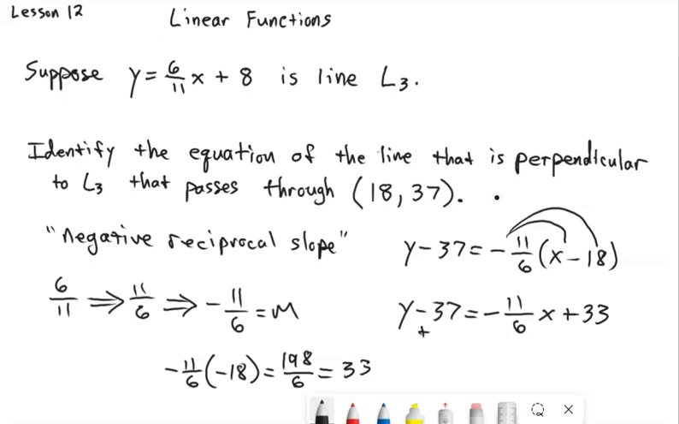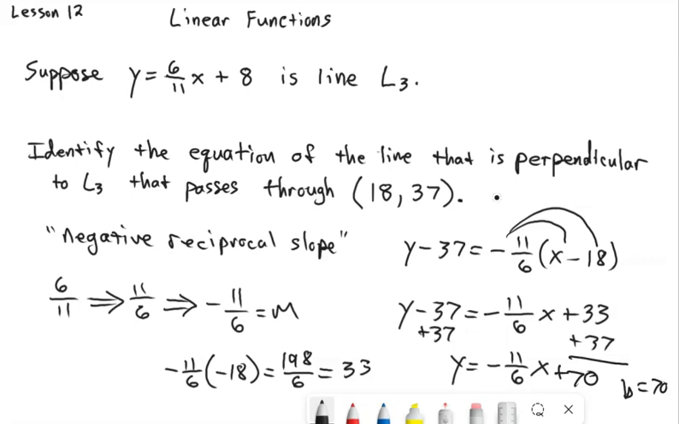Then we're going to add 37 to both sides, and we get y is equal to negative 11 over 6x. And then 33 plus 37 is 70. And so b, the y-intercept, is equal to 70. And the slope-intercept form is y equals negative 11 over 6x plus 70.